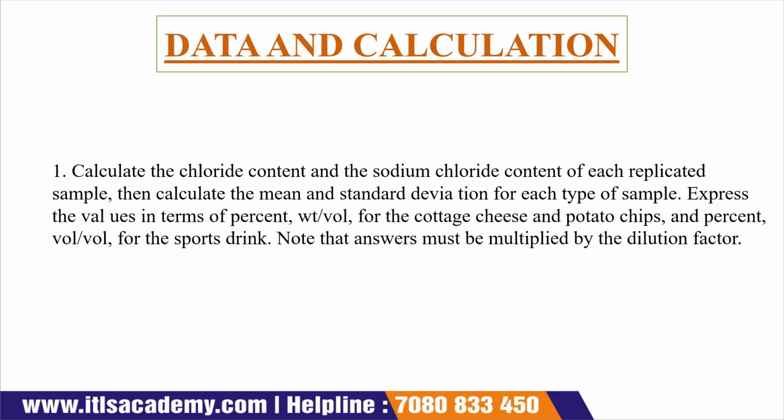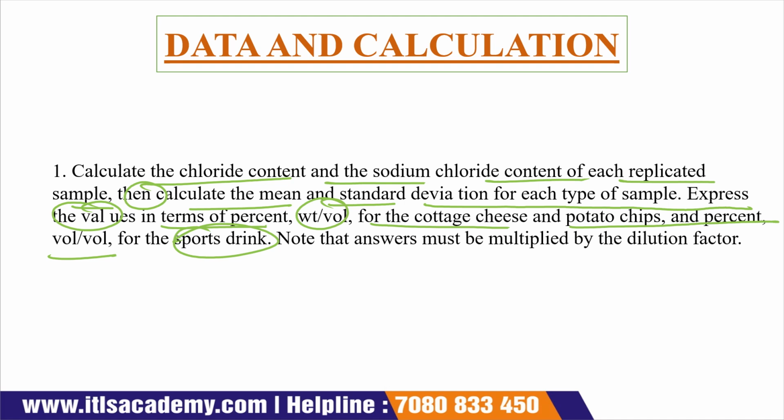Now the next one is your data and calculation. After the procedure, we have to calculate the data. Calculate the chloride content and the sodium content of each replicated sample. Then you have to calculate the mean and standard deviation for each type of sample. Then you have to express the value in terms of percentage, weight by volume for the cottage cheese and potato chips, and percentage volume by volume for the sport drink.